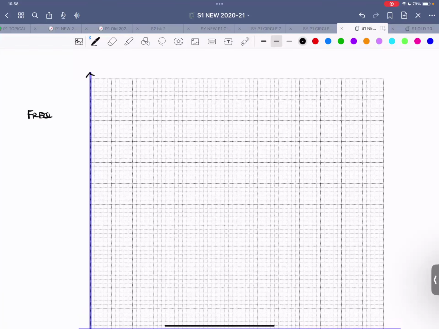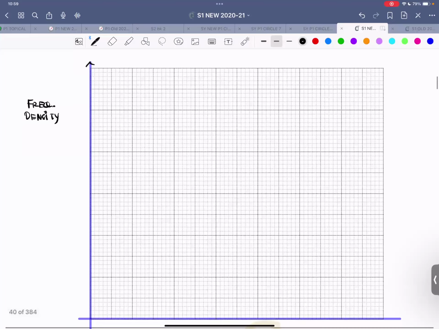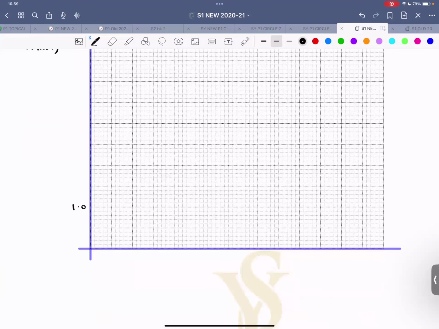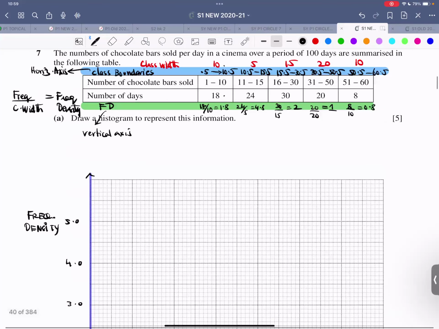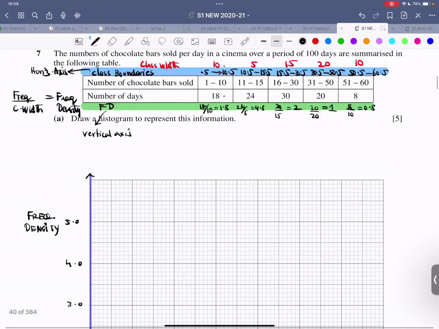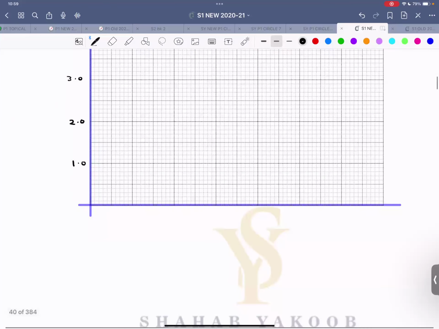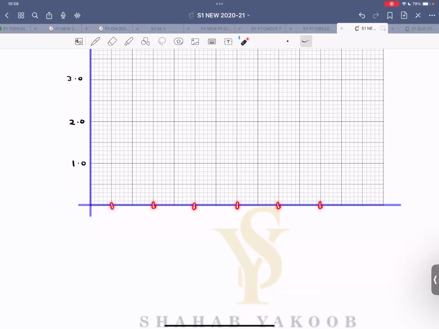Frequency density, write the full form because the examiner is not familiar with your symbols. This is 1.0, this is 2.0, this is 3.0, 4.0, 5.0. And the boundaries are starting from 0.5 all the way till 60.5. So let's say I take this to be 0.5, and then 10.5, 20.5, 30.5, 40.5, 50.5, 60.5.